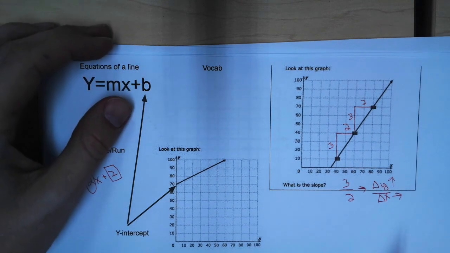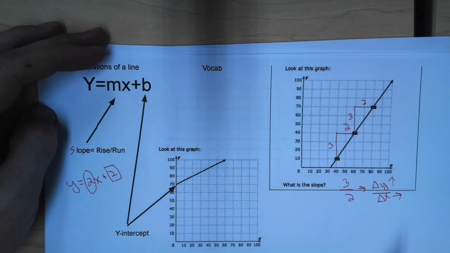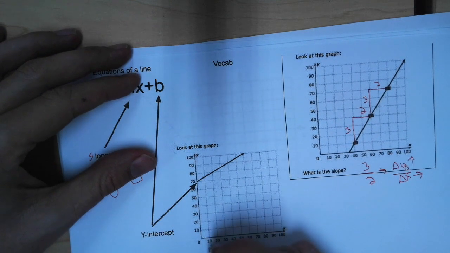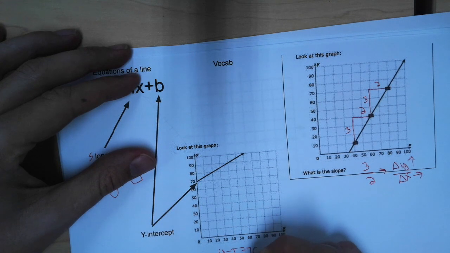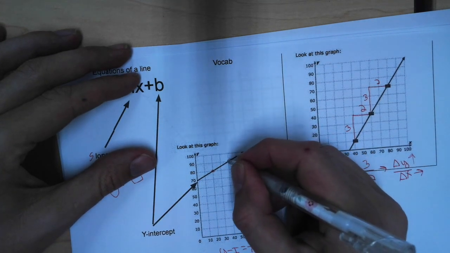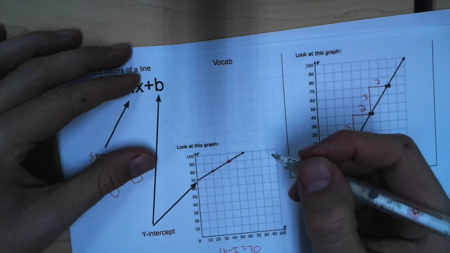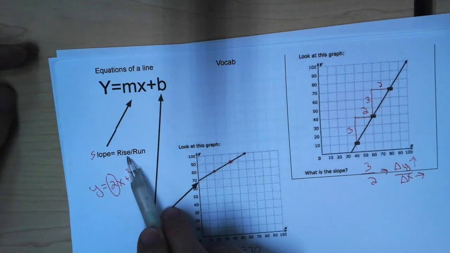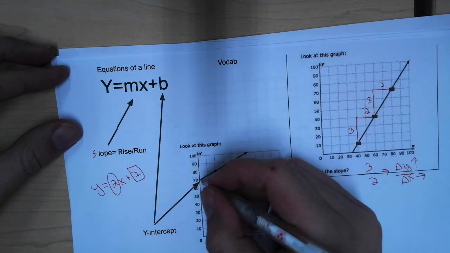Look at the graph. Let's determine what the slope is, the y-intercept, and the equation. The y-intercept is 70. What about the slope? Well, I have to look for a point here. Here's a point. Here's a point. Okay? So now I have to do rise over run to figure out what my slope is.